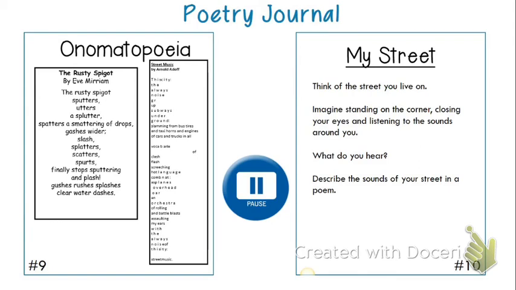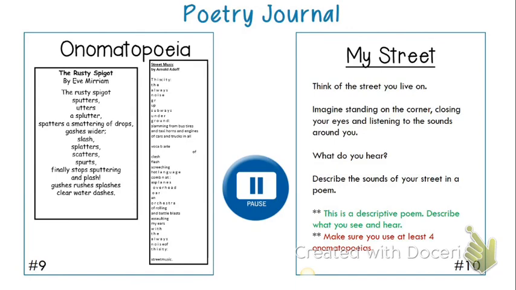So you can use your accountability page to do some brainstorming. These are the 2 rules that you will need to remember as you write your poem, My Street. I want you to remember this is a descriptive poem, so you're going to describe what you see and what you hear. And I want you to make sure that you use at least 4 onomatopoeias.